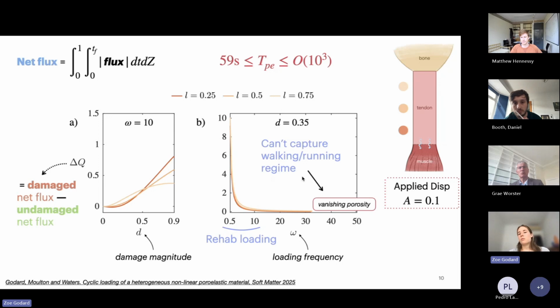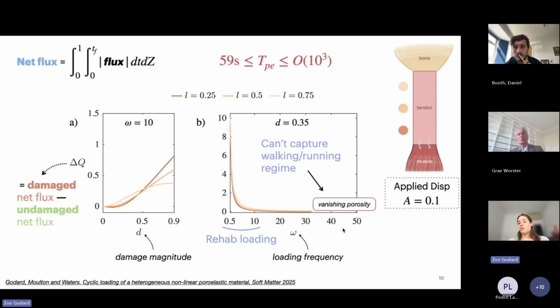But what I found interesting was this model can't capture the walking and running regime because you're getting this vanishing porosity. So that's an indication already that maybe either this is the wrong boundary condition, that an applied displacement is not correct, or that the 1D model is not enough. Or the parameters might just be wrong.